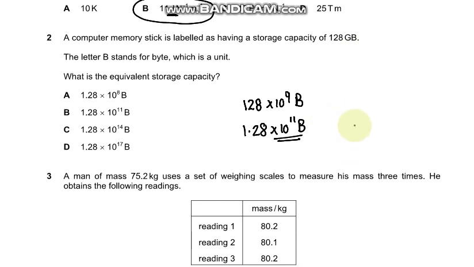Question number 2 says that the computer memory stick is labeled having a storage of 128 gigabytes. The letter B stands for byte, which is a unit. The equivalent storage capacity is 128 giga, giga is 10 to the power 9, so 1.28 into 10 raised to the power 11.